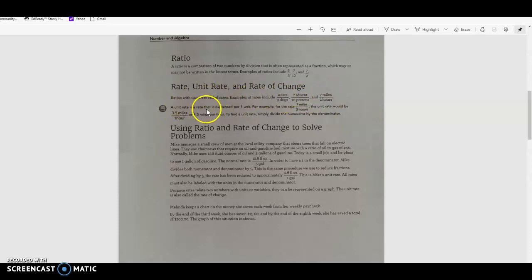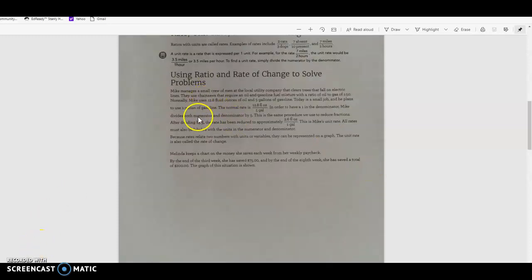And a unit rate is a rate that is expressed per one unit. For example, for 7 miles over 2 hours, the unit rate would be 3.5 miles over 1 hour, or 3.5 miles per hour. The way that we got that was we took 2, divided it into 7, and got 3.5, and it is miles per hour. That means per 1 hour. So to find a unit rate, simply divide the numerator by the denominator. Now I'm going to let you read through this example, but just remember, all rates must also be labeled with the units in the numerator and the denominator, just like they've got it here, just like we had up here, and just like we had here.